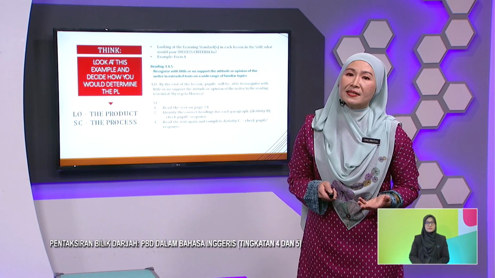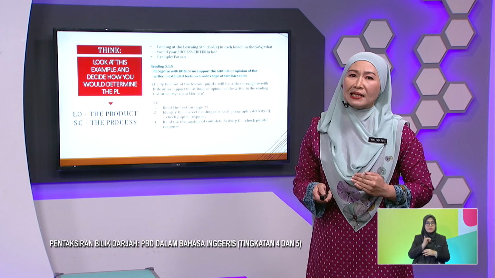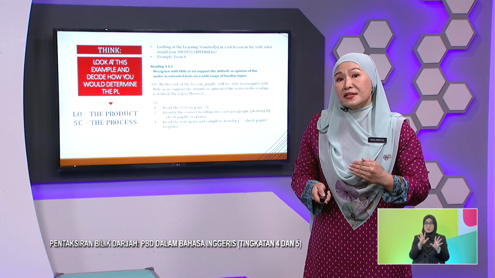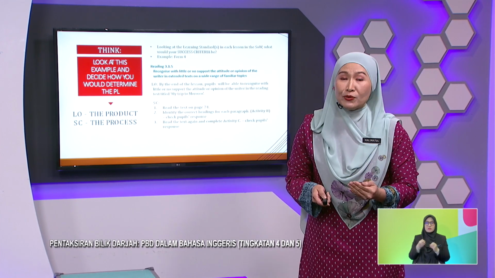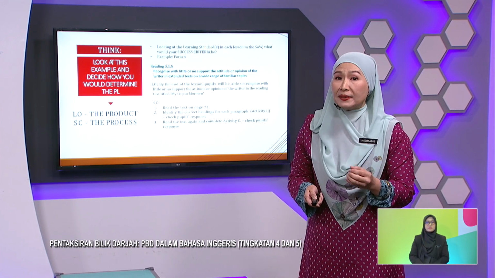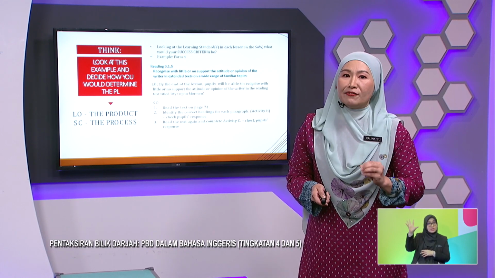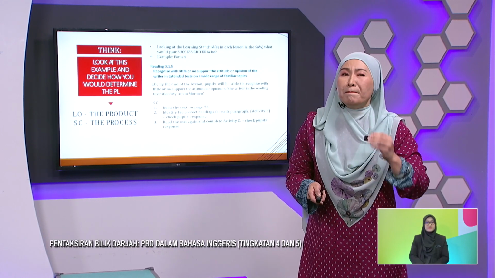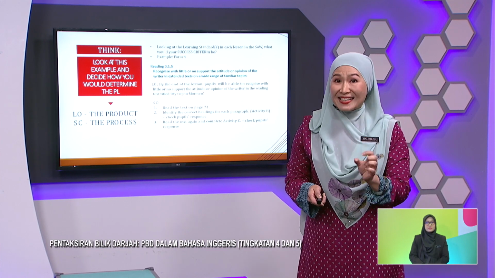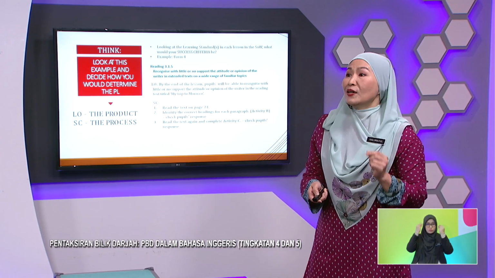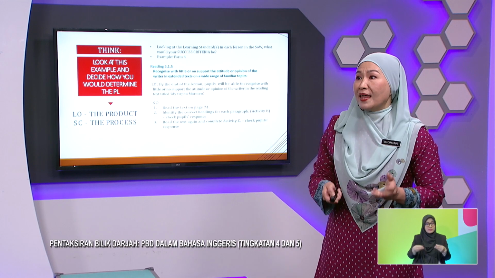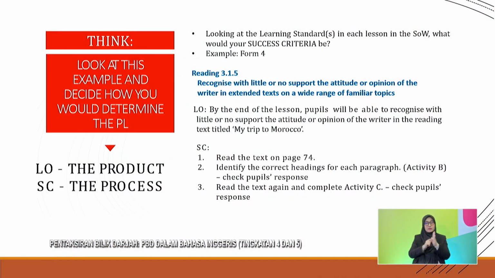But as far as I'm concerned, you needn't have a long list of success criteria, because the success criteria will help you to determine whether your pupils have achieved that particular learning objective for you to award the best TP for them for this particular lesson. All right? Okay. So there are only 3 success criteria there, which is to get the pupils to read the text on page 74. It's very short.